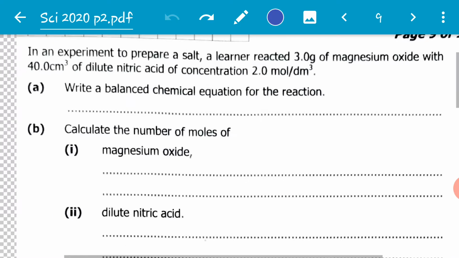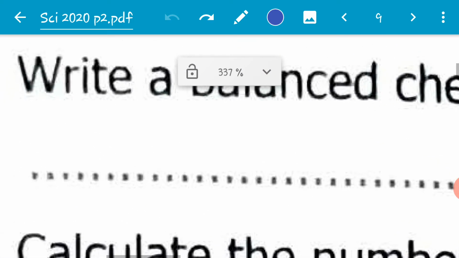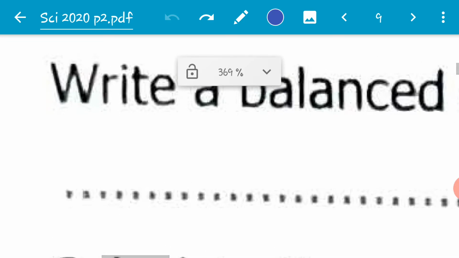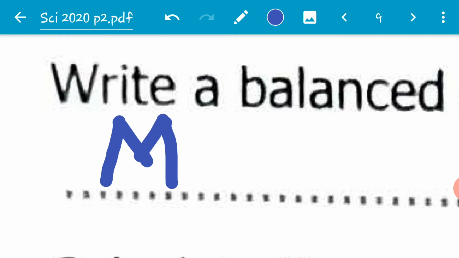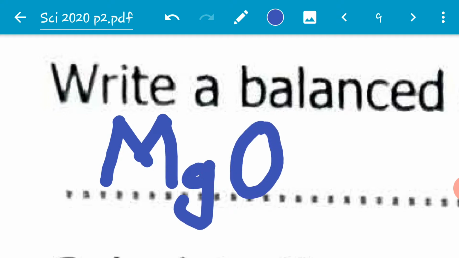So let's start. We've got magnesium oxide, which is MgO. So why MgO? Magnesium has a valency of 2 and oxygen has a valency of 2. So the valencies will cancel out because 2 goes into 2, therefore giving us 1 magnesium reacting with 1 oxygen. Then it will be plus.